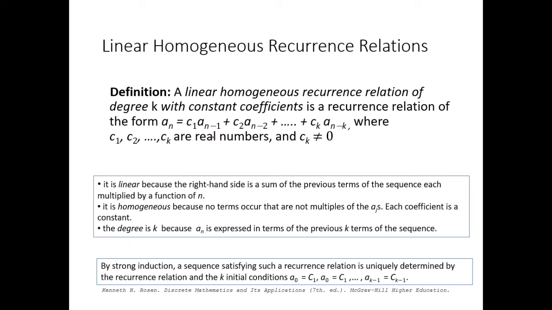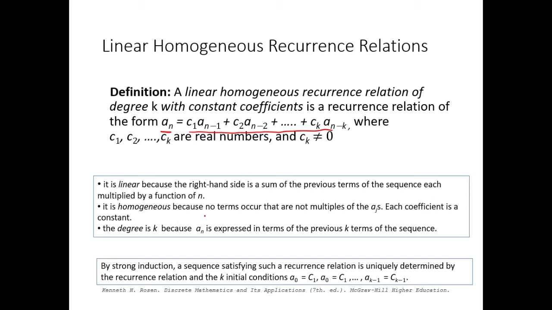A linear homogeneous recurrence relation is a relation in which the nth term of a sequence is expressed as one or more previous terms of the same sequence. Or in other words, the nth term is expressed as a combination of the previous k terms. Now this equation is linear because the RHS of this equation is a sum of previous terms of the sequence, each multiplied by a function of n.